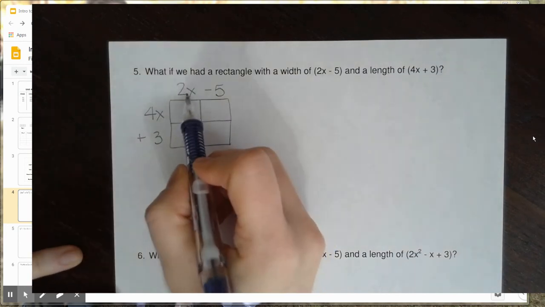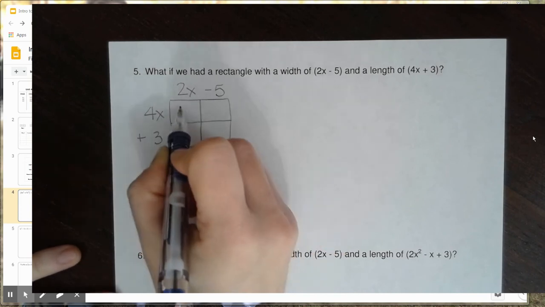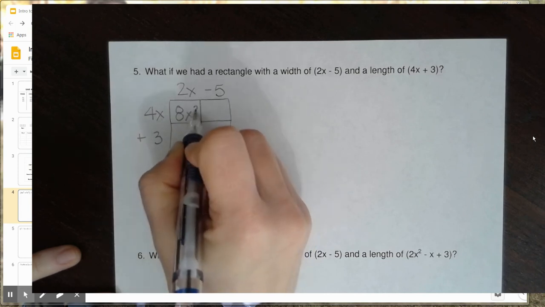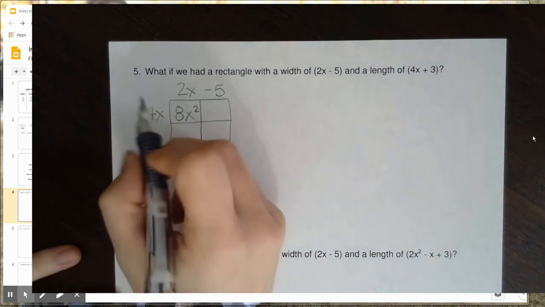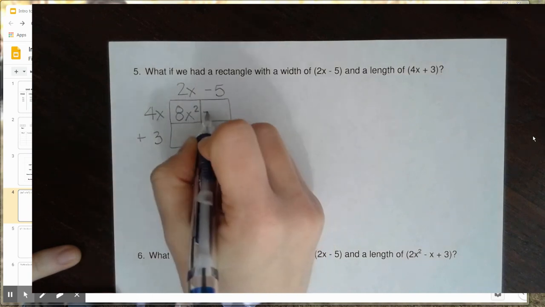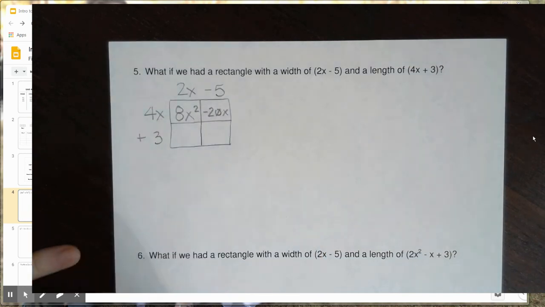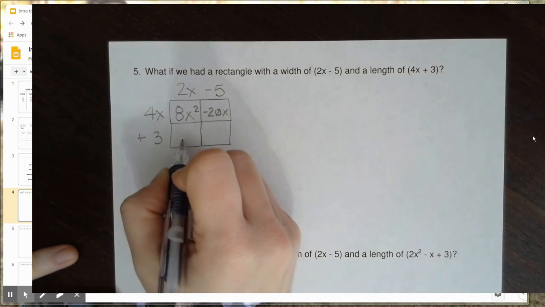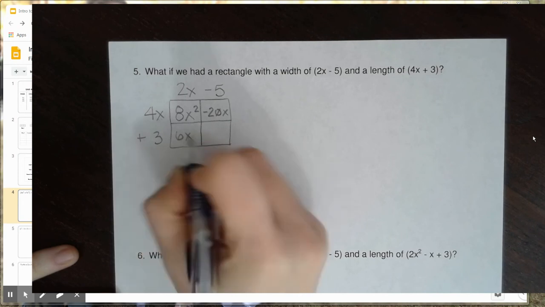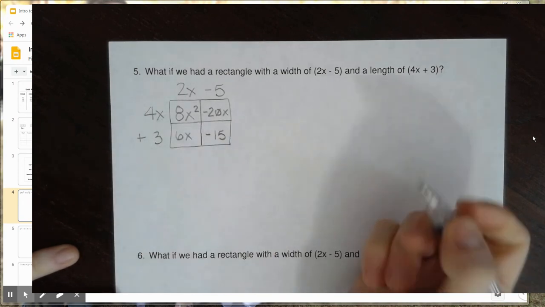So now I have 4x times 2x to represent this box here. 4 times 2 gives us 8. X times x gives us x squared. 4x times negative 5 will represent this box here. 4 times negative 5 gives me 20, and the x remains the same. This will be 2x times 3, which will give us 6x. And last, we will have negative 15.